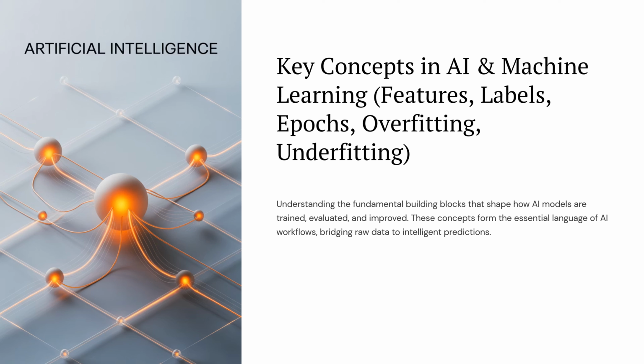Artificial intelligence may sound complex, but it all begins with a few simple ideas. In this video, we'll uncover the key concepts that power every AI and machine learning system: features, labels, epochs, overfitting, and underfitting. Think of features as the clues, labels as the answer, epochs as the practice round, and overfitting and underfitting as the mistakes models make when they don't quite get it right.